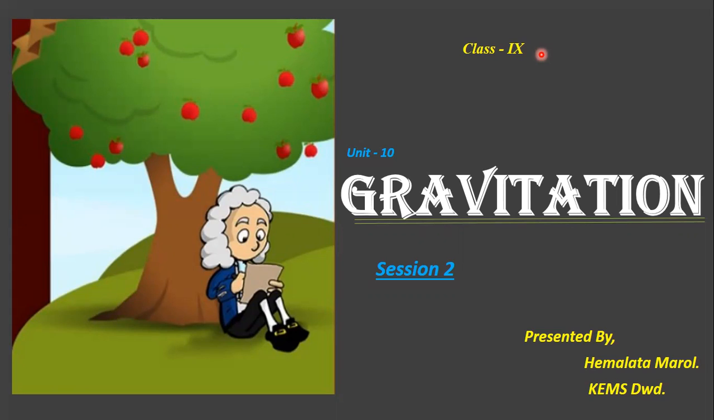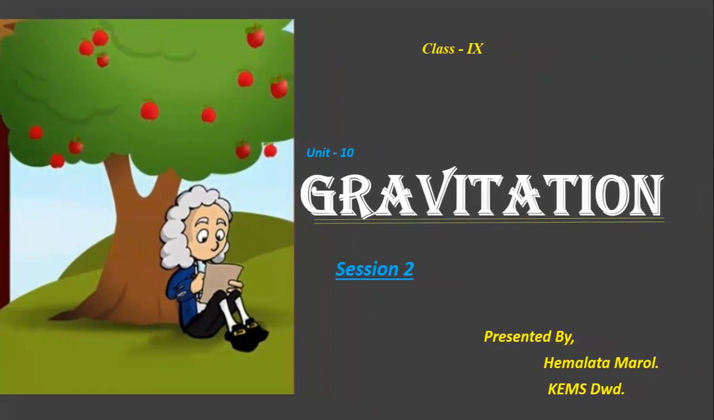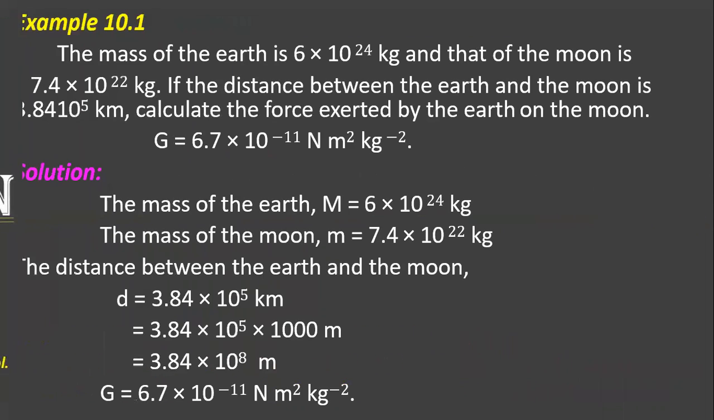In equation form, we can write it as F equals G M m by d square. Here, G is the universal gravitational constant, M and small m are the masses of the two objects, and d is the distance between them. Now today, children, we will solve some examples and also study free fall.